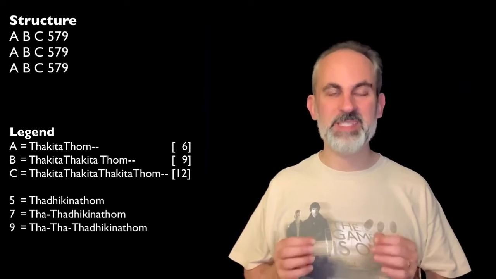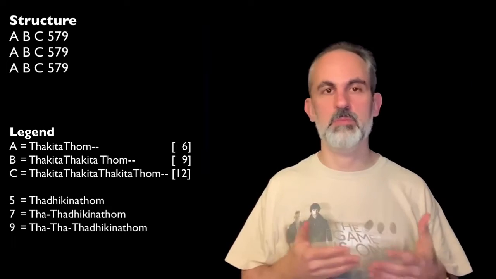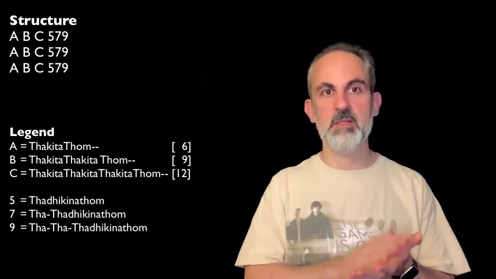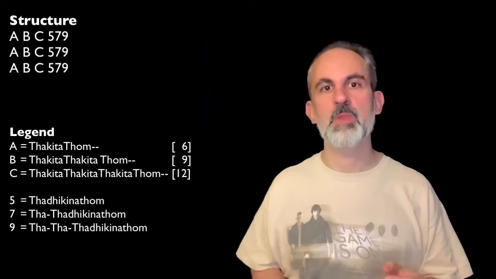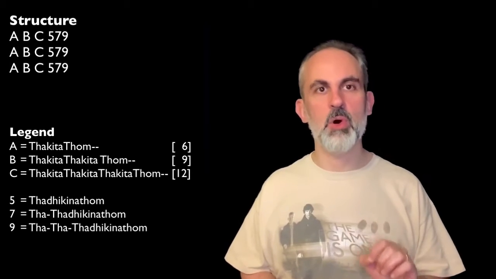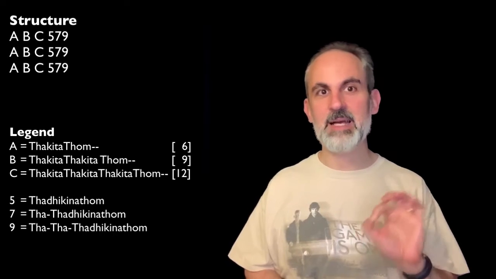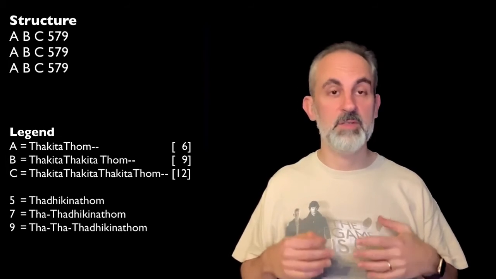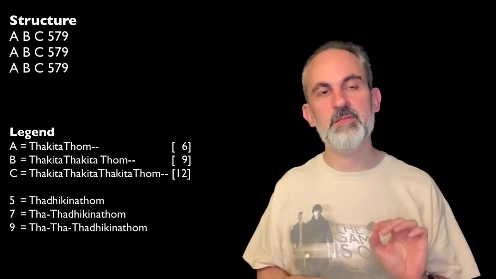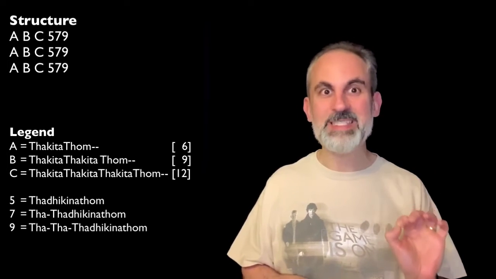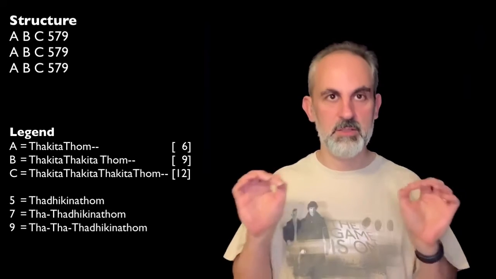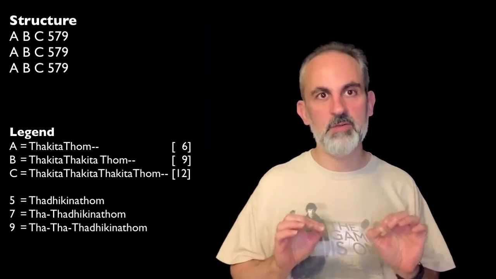It has a value of 6 units, and since this is 6 units per beat, it takes 1 beat. Then we have a phrase that we're going to call B, which is ThakitaThakitaThom, having a value of 9. And then we have the phrase that we're going to call C, which is ThakitaThakitaThakitaThom, in total lasting 12 units.